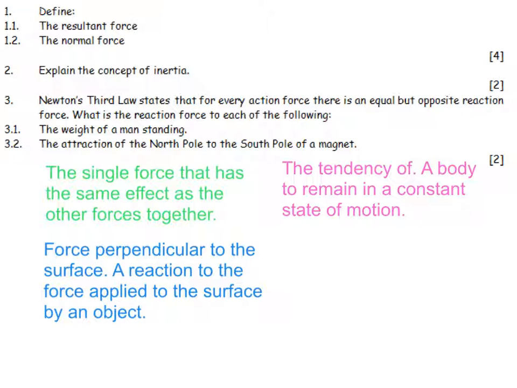Define the resultant force. The resultant force is the single force that has the same effect as the other forces together. You need to talk about force. You can't use the word result to define resultant. You need to use things like same effect.